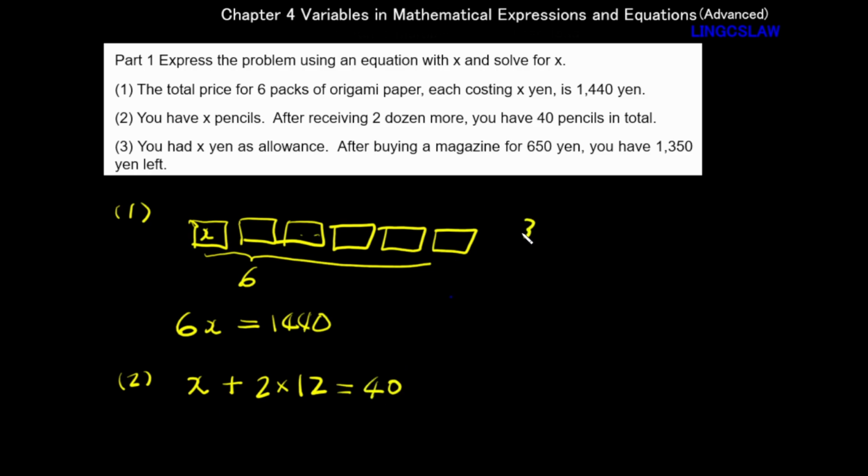Number 3. You had x yen as allowance. After buying a magazine for 650 yen, so you subtract 650 from x, and then you have 1,350. So this is it. Okay, now let's go on to part 2.